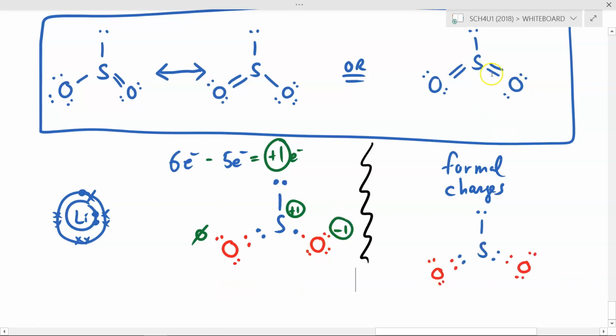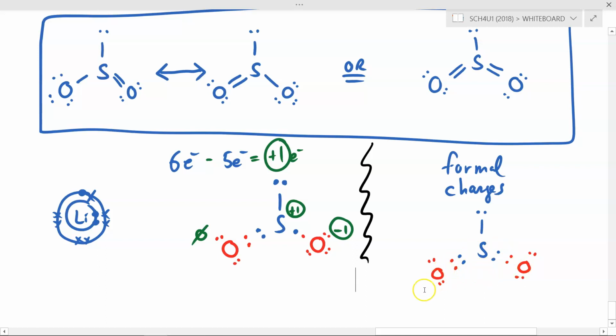Now let's look at this diagram over here. Sulfur owns these 2 electrons. Since these are double bonds, half of them are contributed by the sulfur, the other half are contributed by the oxygen. So therefore 2 electrons belong to the sulfur. Same thing over here. Half of the electrons in these 2 bonds belong to the sulfur, while the other half belong to the oxygen. So 2 belong to the sulfur, 2 belong to the oxygen. Let's now calculate their formal charges.